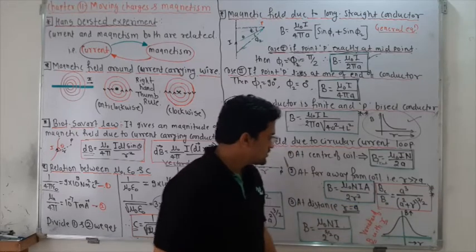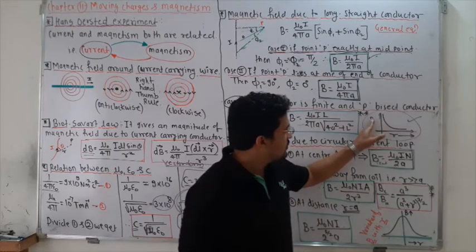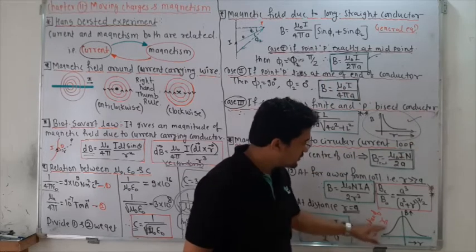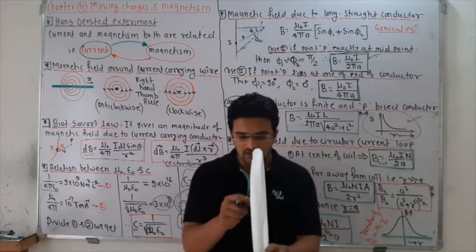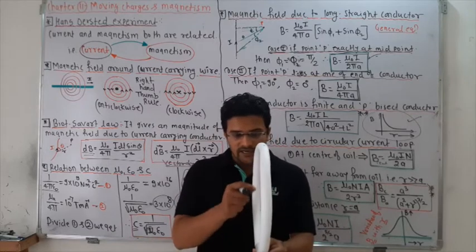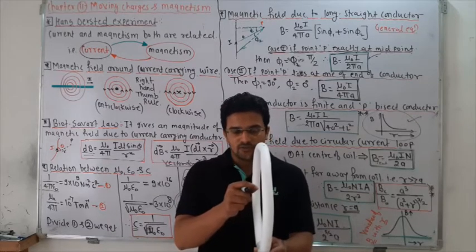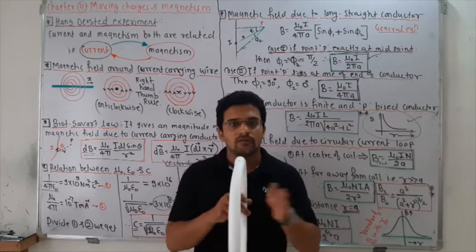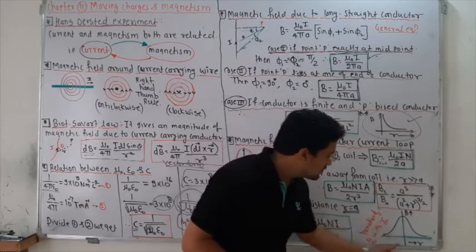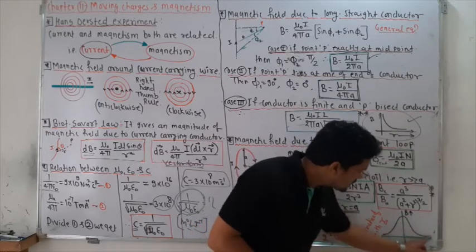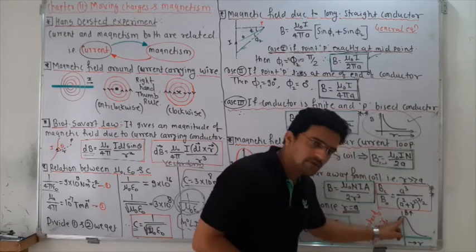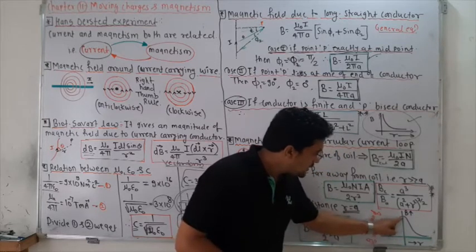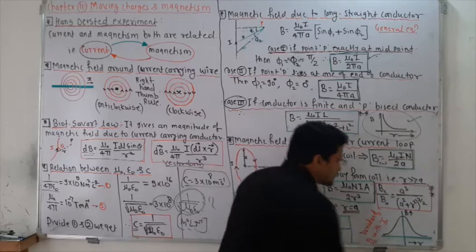Next is the variation of the magnetic field with distance r from the center of the coil, unlike the variation for the straight conductor. The magnetic field at the center of the coil is maximum, and as we move away from the coil, maybe this side or this side, the magnetic field goes on decreasing. So you will get this graph. As r increases, the magnetic field decreases, and at the center of the coil it is maximum. So remember this graph also.